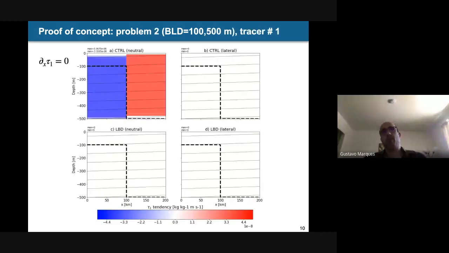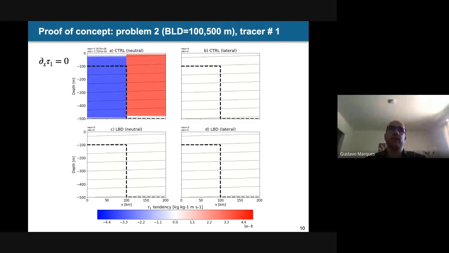Now, problem number 2 is a more extreme case where the boundary layer goes from 100 meters on one side to 500 meters, so the entire water column, on the other side. And this is not unusual in the ocean. In fact, it can be even larger than that, like 1,500 meters or so. So we wanted to see how the linear transition is going to play a role in this case. Again, tracer number 1 has no horizontal gradient.